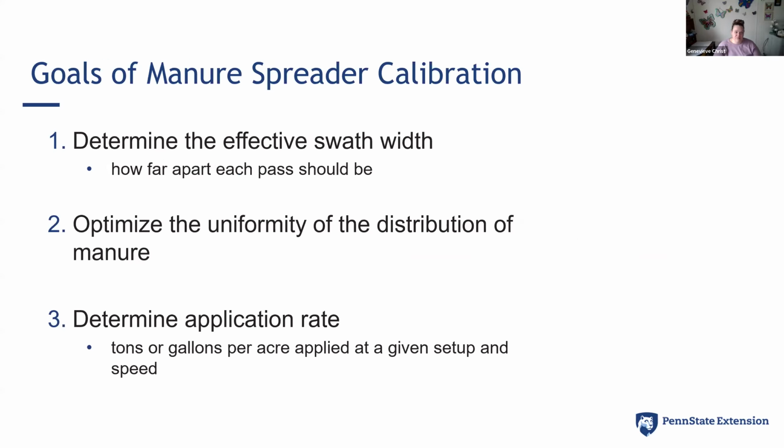So our goals for manure spreader calibration are going to be to determine the effective swath width, so basically how far apart each pass should be with that manure spreader. We want to optimize the uniformity of the distribution of manure and then determine those realistic application rates, so tons or gallons per acre applied at a given setup: tractor, gear, and speed. Those types of things are important so that we can hopefully replicate those results in the future.